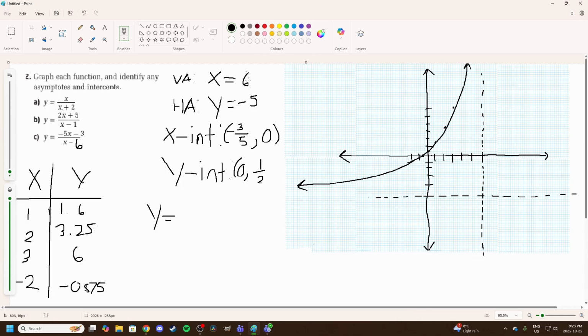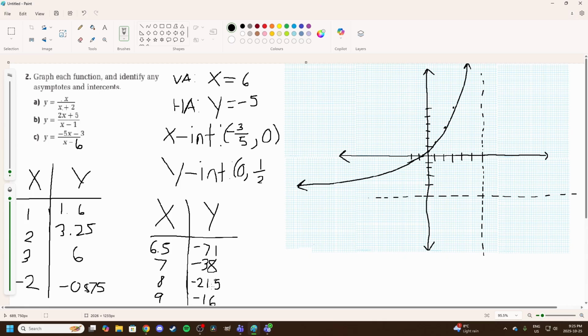So numbers that are bigger than x equals 6, okay? We won't need too many points. Generally 3 is fine, but you can always do more. So I'll do 6.5, 7, 8, and 9, okay? Okay, so I finished calculating these points. Unfortunately, they're so huge that they're not going to show up on the graph, but what the graph is going to look like is probably something like this, okay? Realistically, it'll look something like that, okay?